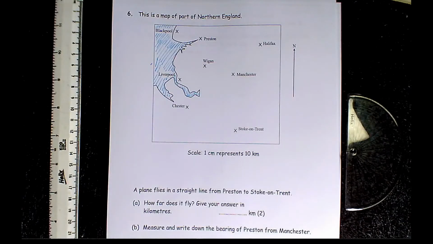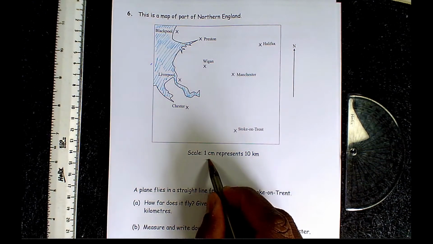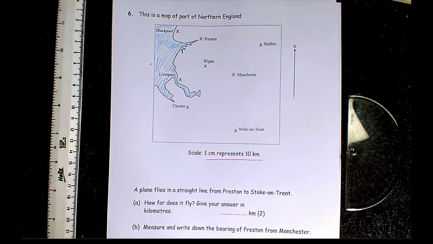So moving on to question 6, it says that this is a map of Northern England, and you can see here we've got a range of cities and towns in the UK represented on this map, and it says here we've got a scale of 1 centimetre represents 10 kilometres. Now the first question says that a plane flies in a straight line from Preston to Stoke-on-Trent, and the question is asking us to find how far does it fly, give your answer in kilometres.